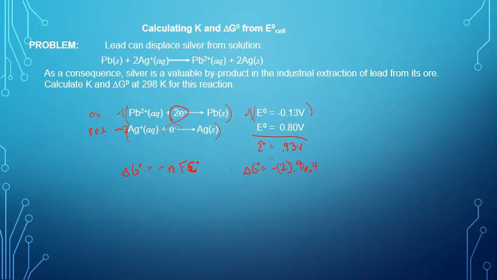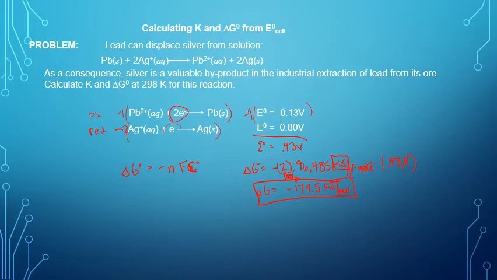96,485 turning into 96.485, and that's kilojoules per volt times moles of electrons. The 2 is your number of moles of electrons, so they would cancel, and then I would multiply that times the Ecell value, which was a positive 0.93 volts. So my volts now cancel too, and I'm left with kilojoules. So my delta G for this overall reaction would be negative 179.5 kilojoules per mole of reaction. So I've got that overall.